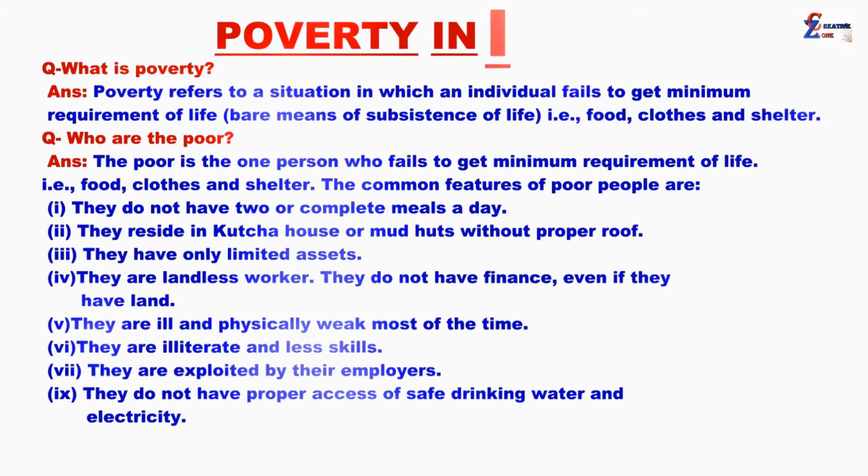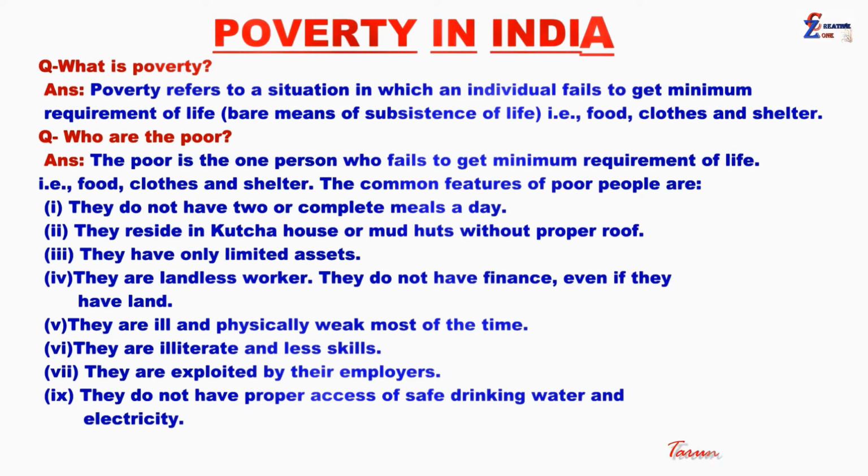The common features of poor people are they do not have two complete meals a day. They reside in a kacha house or mud huts without proper roof. They have only limited assets with them. They are landless workers. They do not have finance even if they have land. They are ill and physically weak most of the time. They are illiterate and less skilled. They are exploited by their employers. They do not have proper access to safe drinking water and electricity.